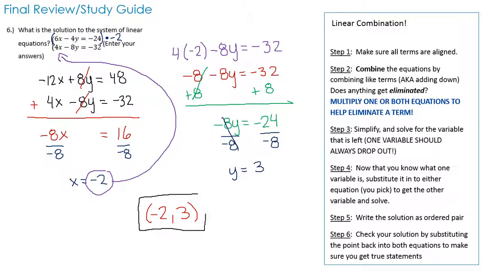And we can check our solution by plugging it back into both of the original equations to make sure we get a true statement. So if we do that, 6 times negative 2 is negative 12, minus 4 times 3, which is 12. So negative 12 minus 12 is negative 24. So beautiful. If we plug it into the second one, 4 times negative 2 is negative 8, minus 8 times 3, so minus 24, and that gives us negative 32. Perfect. So our solution is negative 2, comma 3.